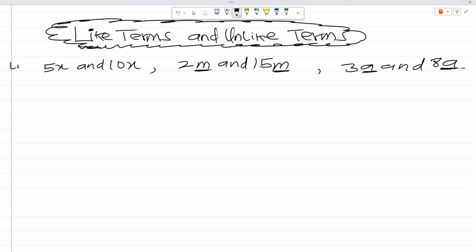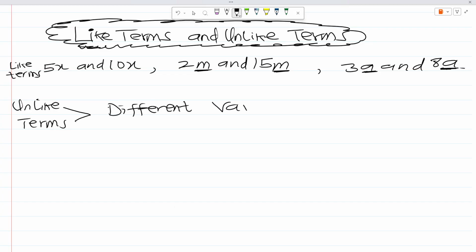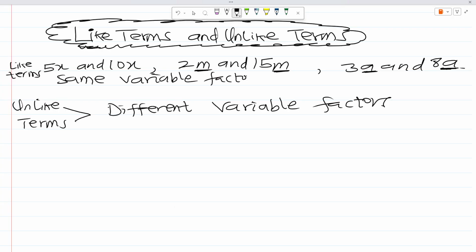These are like terms. Let's talk about unlike terms. What are unlike terms? Unlike terms are algebraic terms that have different variable factors. So these have different variable factors. Can you see that? So like terms have the same variable factors, whilst unlike terms have different variable factors.